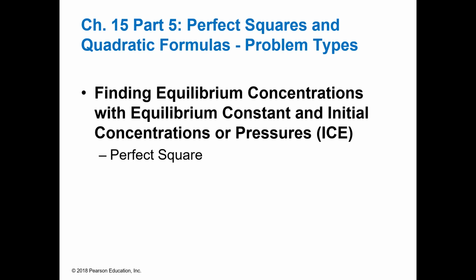In this case, however, we're only going to have an equilibrium constant and the initial concentrations, and that's it. So we don't know what the equilibrium concentration looks like, and we don't know what the change is. And so what we're going to have to do is use X to represent the change.